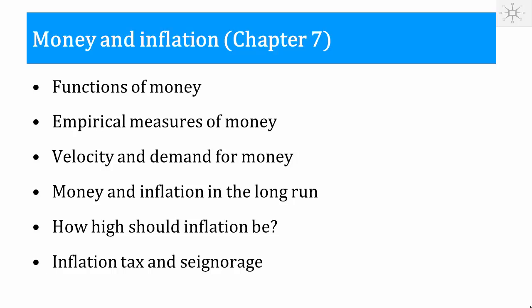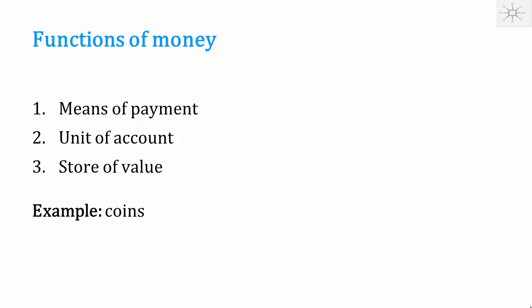We also discuss the question whether inflation is a problem: what is the desired rate of inflation? And there's also a discussion of the inflation tax and seigniorage. Seigniorage is the income that the government gets by printing money. But this last point we will not discuss in this brief introduction, but you can read about it in the book. So let us start with the functions of money.